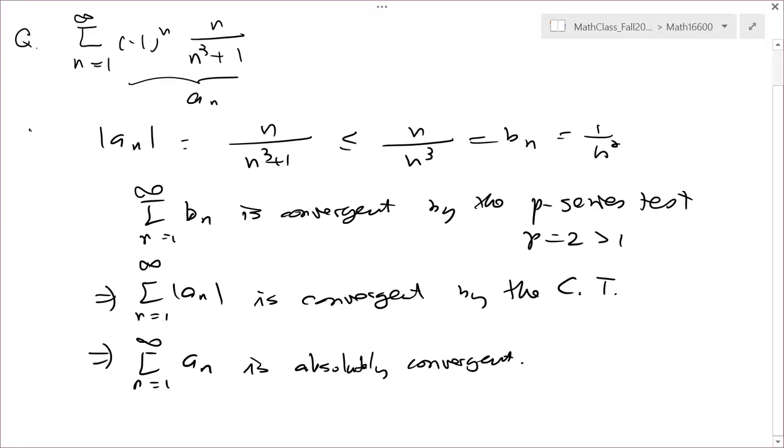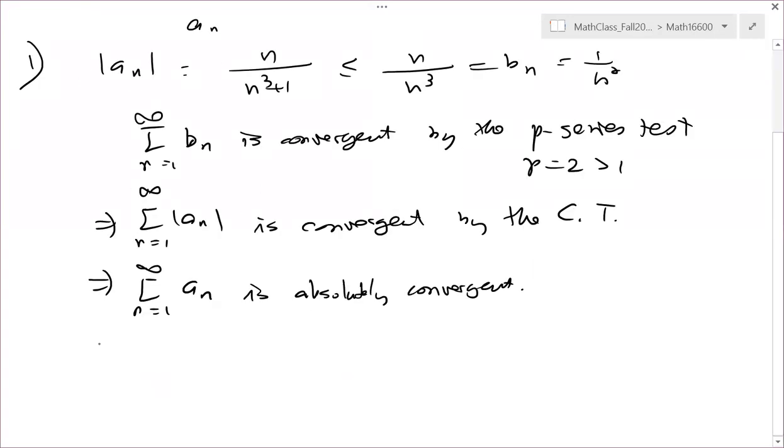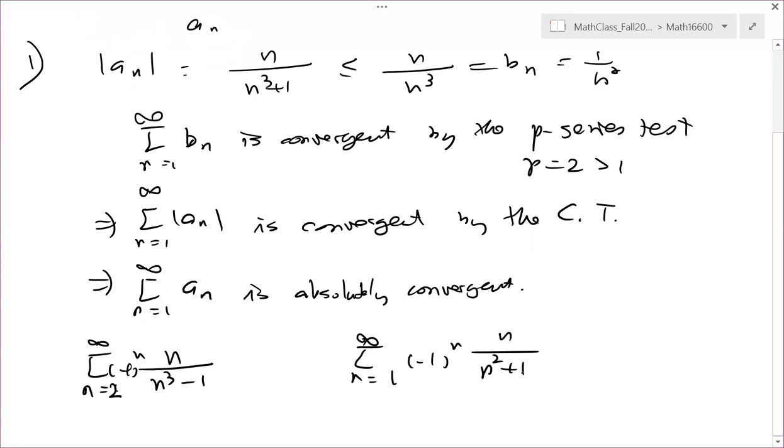That's the first method. Just because you have n cubed there, but if I change n cubed to n squared, that method doesn't work. But the series is clearly convergent. So my question is, think about those two problems. Here's n cubed minus 1, starting from 2. That's the first problem. Another problem is, if I change it to this problem, okay?